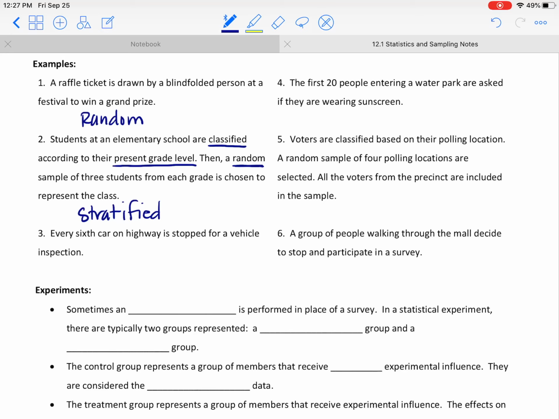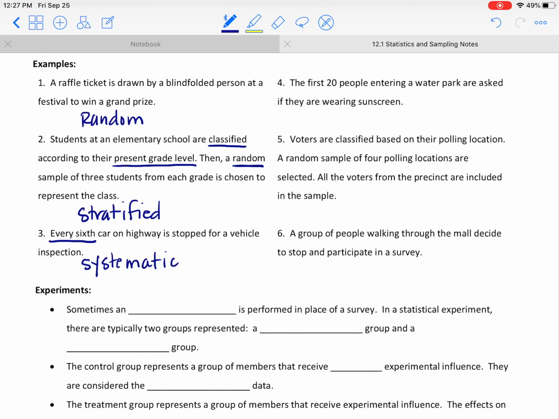Every 6th car on the highway is stopped for a vehicle inspection. I mentioned that one a few minutes ago. That's a systematic sample. They are systematically stopping cars on the freeway. So every 6th, every nth, is systematic.